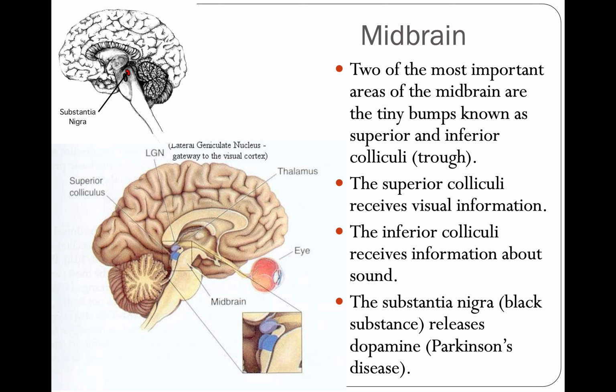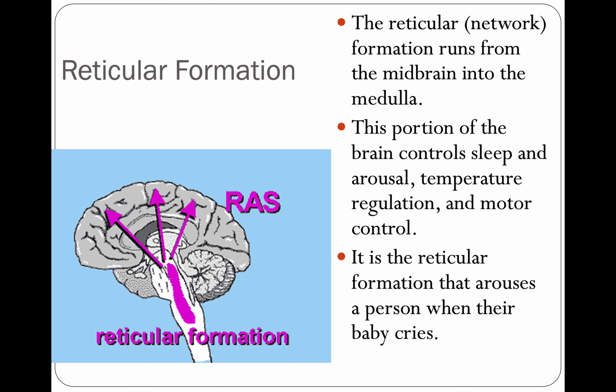The substantia nigra, the black substance, releases dopamine, and when the substantia nigra is damaged or it starts to decrease, it causes Parkinson's disease. And the reason is because you're not releasing enough dopamine, and not enough dopamine causes Parkinsonian symptoms, tremors, and difficulty walking and whatnot.